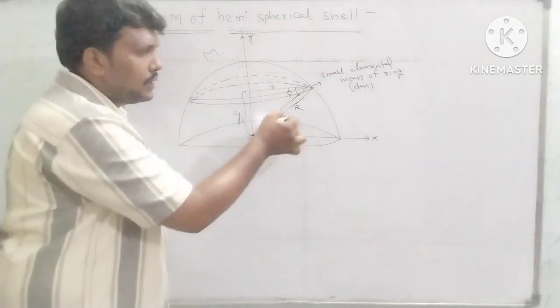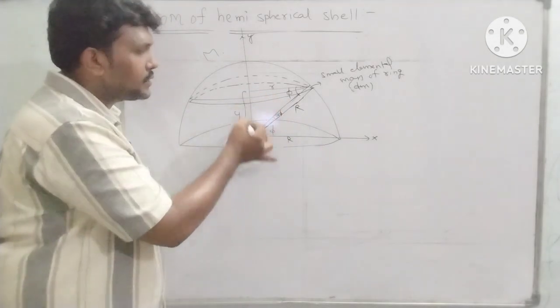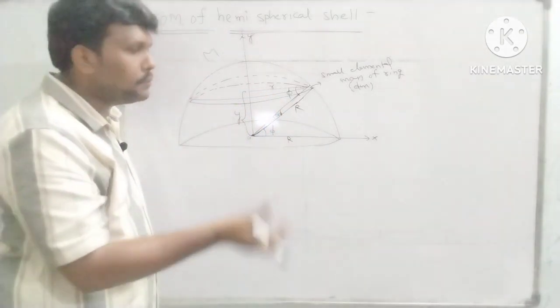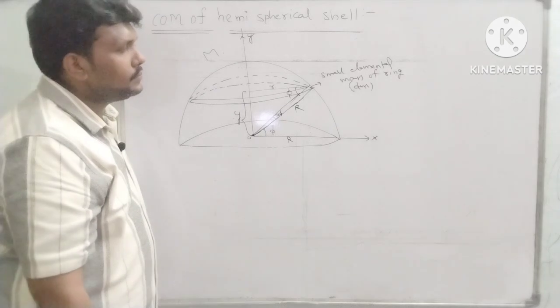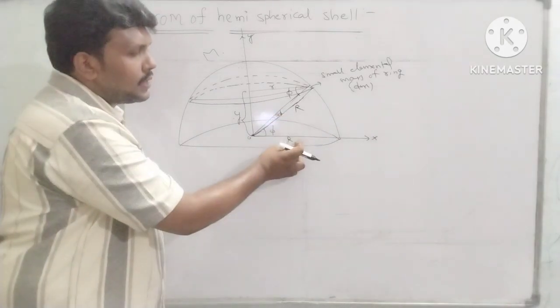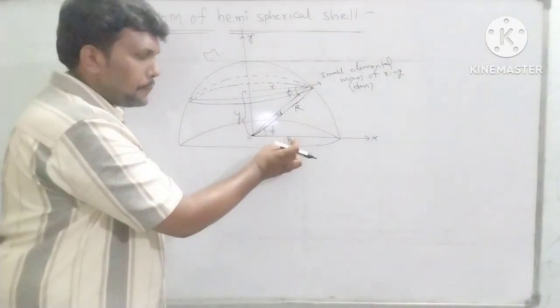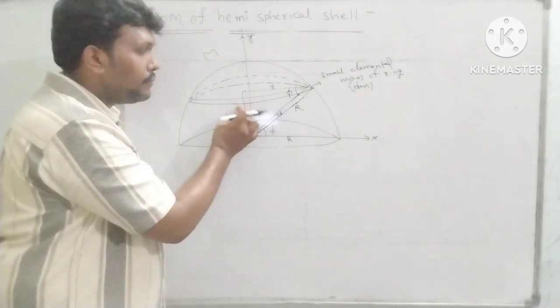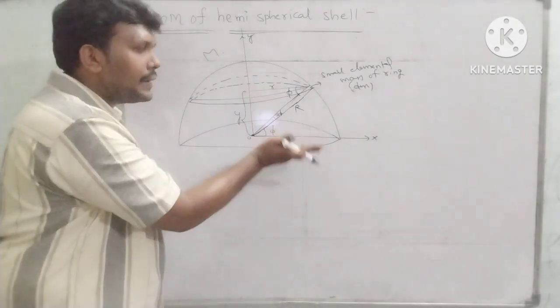But I did not take it at the bottom, but here at the distance y I took. In case we are taking it at the bottom like that, small r will become capital R, phi will become 0, y will become 0 when you take this ring at the bottom.